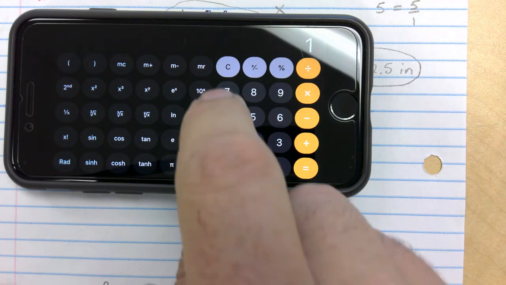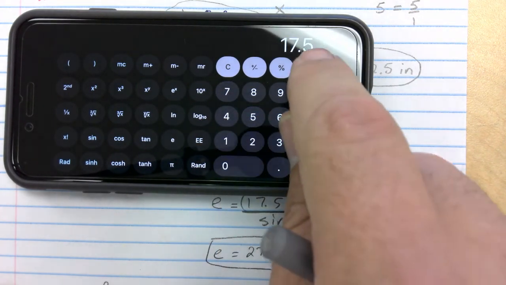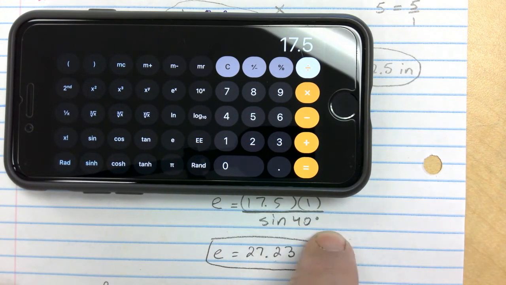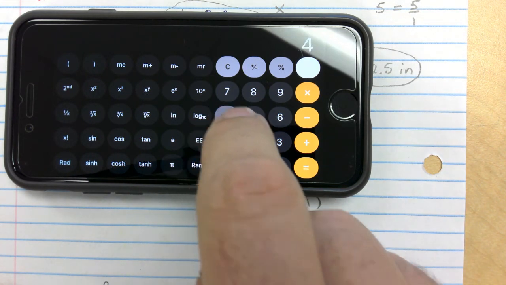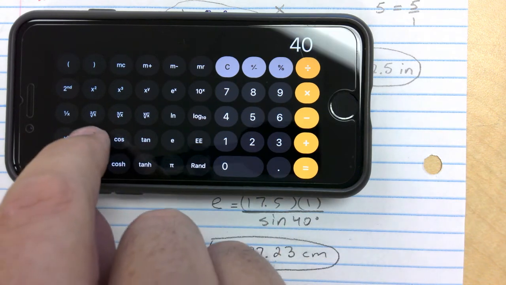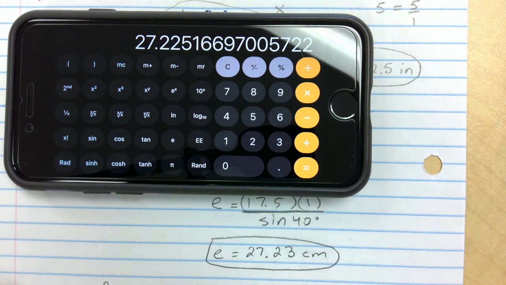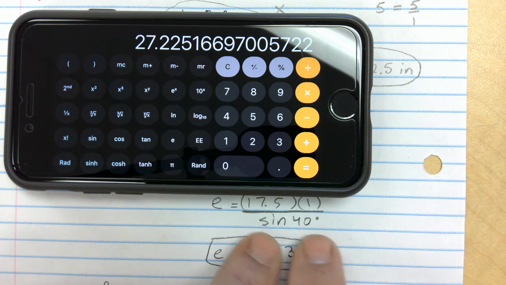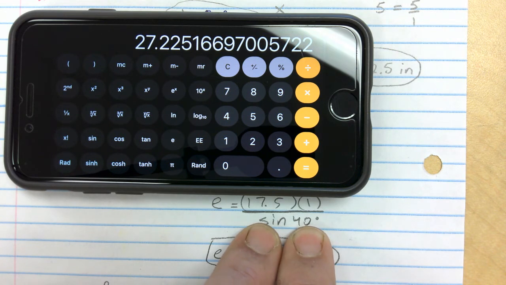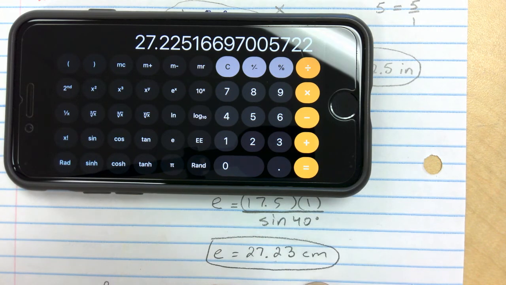So 17.5 divided by sine of 40, you're going to have to type it in differently. You're going to have to go 40 sine, then press equal, okay? That's when you're going to get the right answer, because if you go sine 40, it's not going to work. You're going to have to go 40 sine, then it gives you that 0 point whatever, right? And so equal one more time, then you get 27.23.